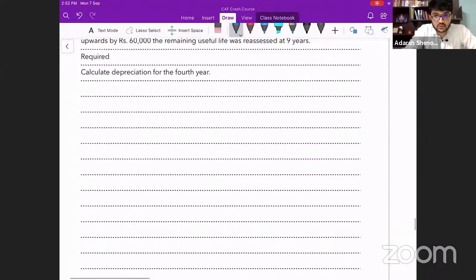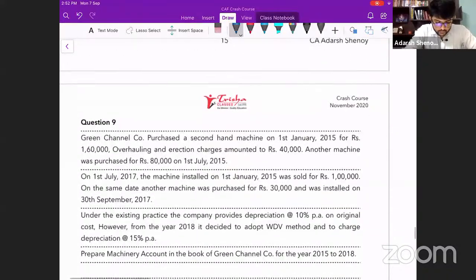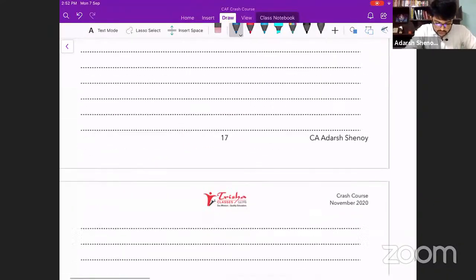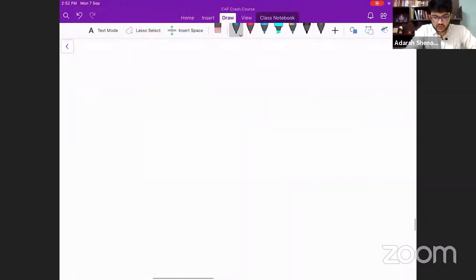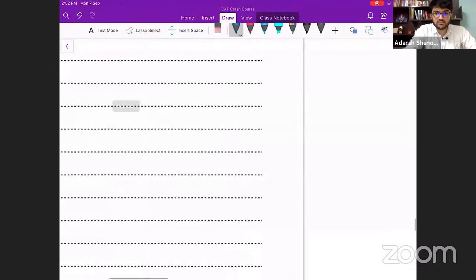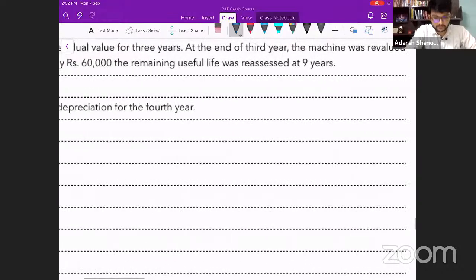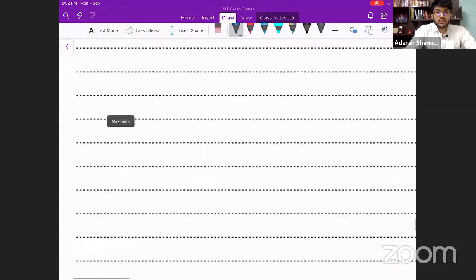Yes. Okay. Now there is this interesting problem on change in method of depreciation. Before that, can we talk something else? A little bit different. We will talk some motivation or something. Shall we? Yes.